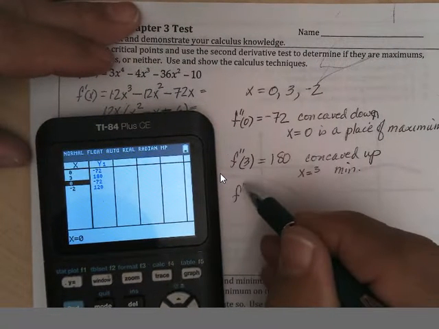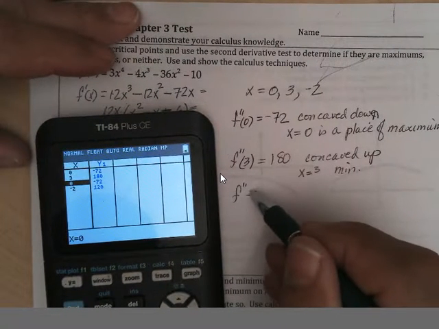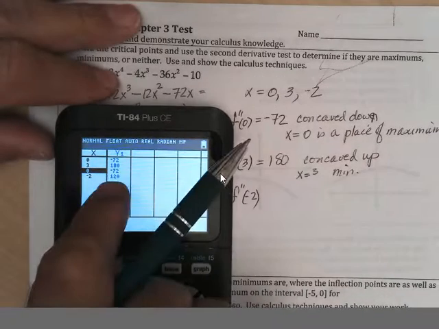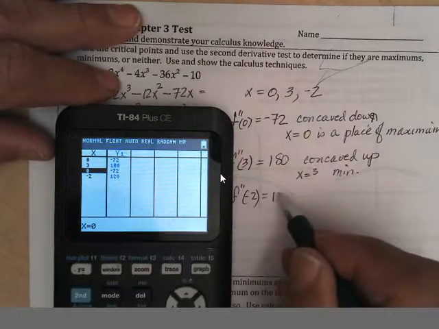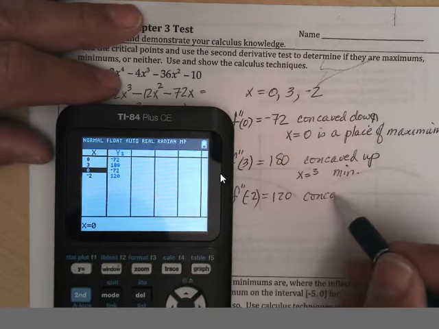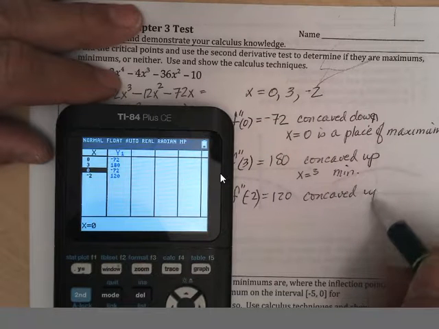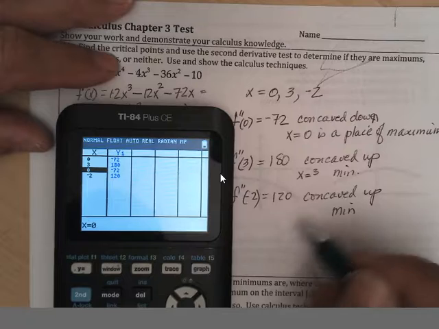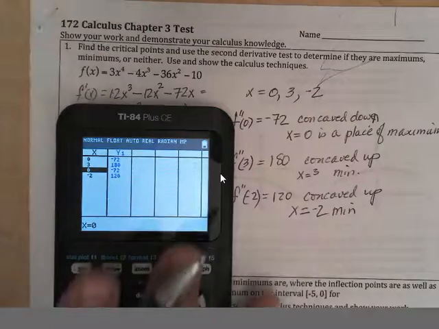And f double prime of negative 2 is 120, so it's concave up, and we have another min at x equal negative 2.